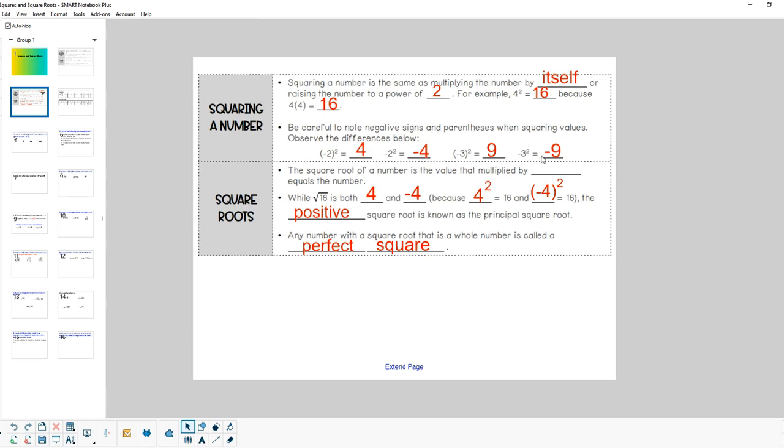The square root of a number is the value that multiplied by itself equals that number. For example, the square root of 16 is both 4 and negative 4, because 4 times 4 equals 16, and negative 4 times negative 4 equals 16. So the word that's missing up here is itself.